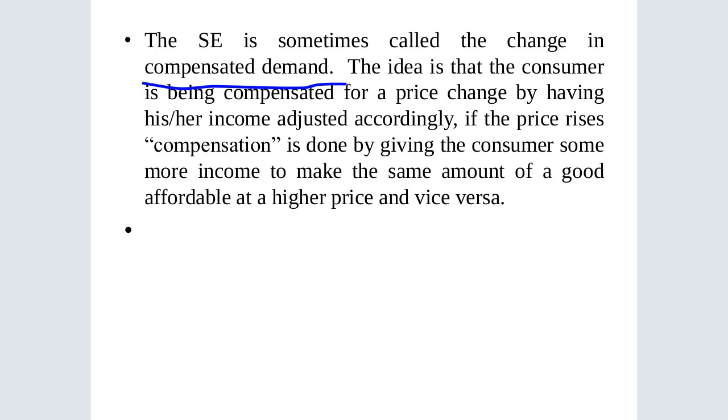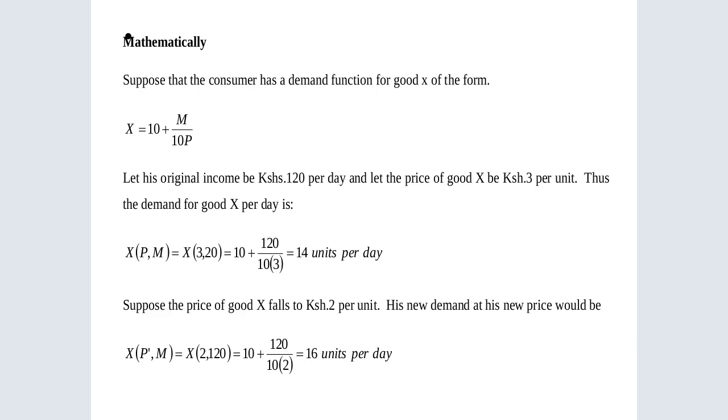To make the same amount of good affordable at a higher price, if the price of good one increases, then we will increase the consumer's income so that the original bundle is just affordable. This is what we call the substitution effect. So we can have an illustration on how to compute the substitution effect.